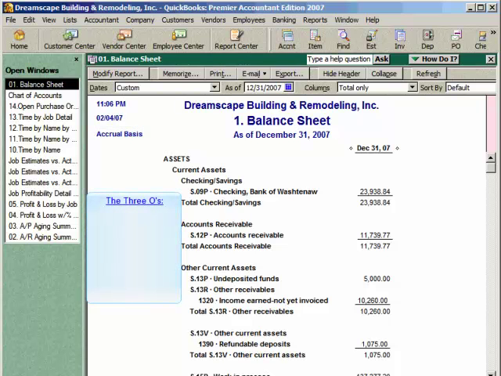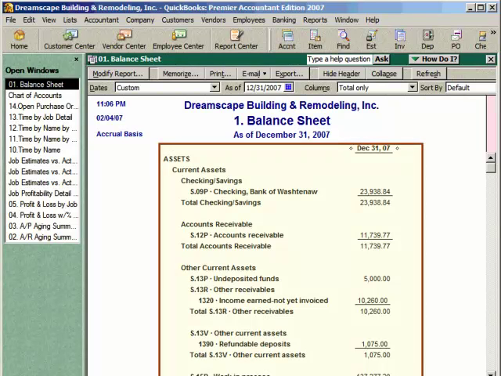I'd like to think of the balance sheet as the three O's: what you own, what you owe, and what's left over. In accounting lingo, what you own is referred to as assets. What you owe is referred to as liabilities, and if you take what you own and you subtract what you owe, what's left over is referred to as equity.